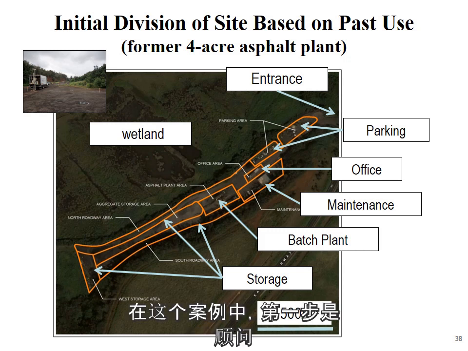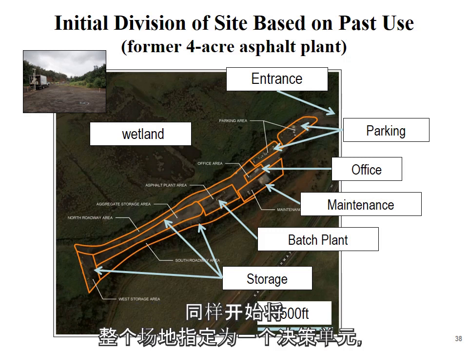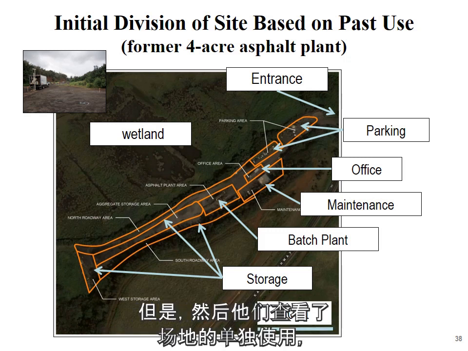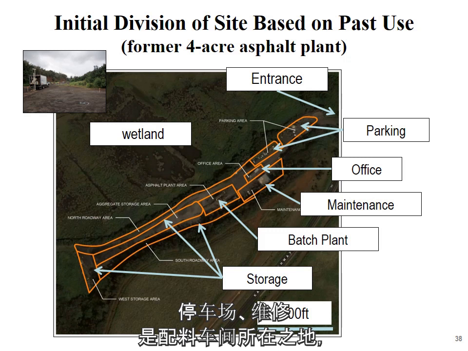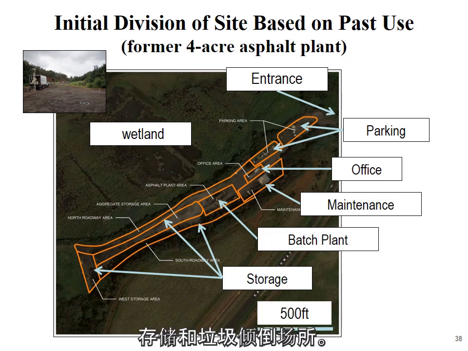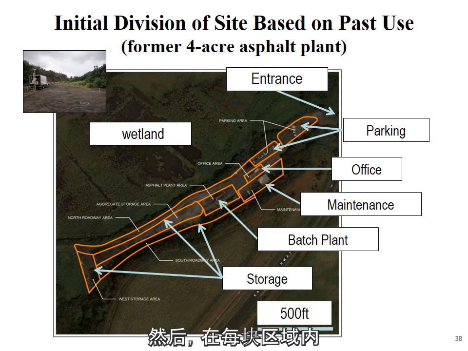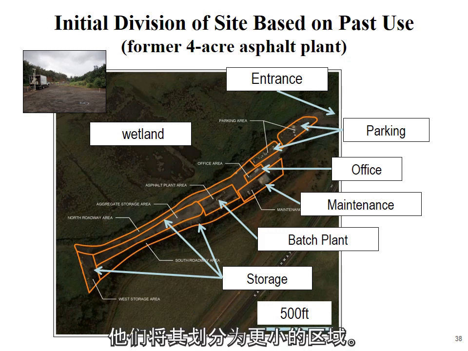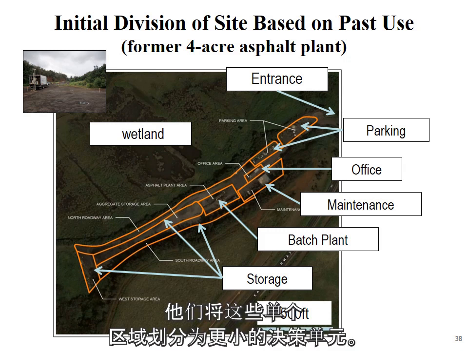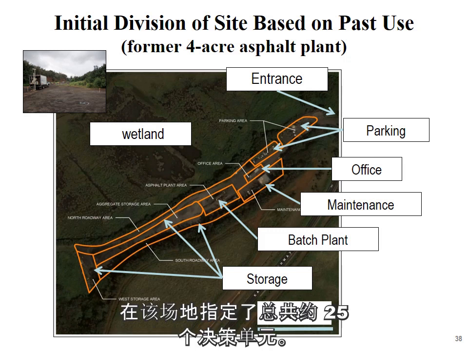In this case, the first step the consultant did, again, initially think of the entire site as one DU, but then they looked at individual uses of the site: parking lot areas, maintenance, where the batch plant was, storage and dump areas. There's a wetland out here. They used this to split the site up initially. And then within each one of these areas, they went out to the field, talked to people, did inspections. They split these individual areas up into smaller DUs. They designated a total of 25 or so decision units at the site.